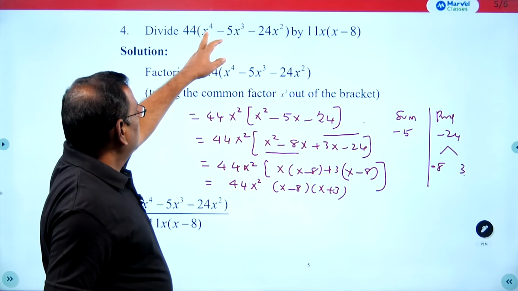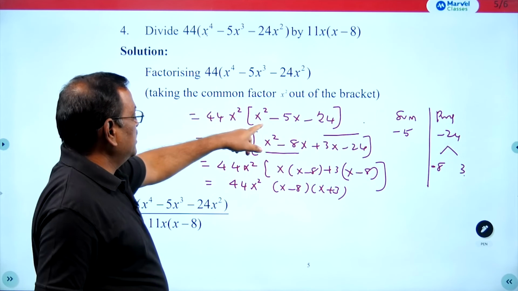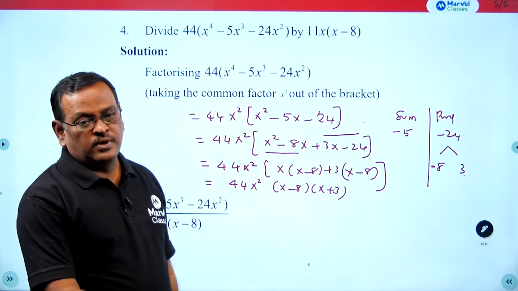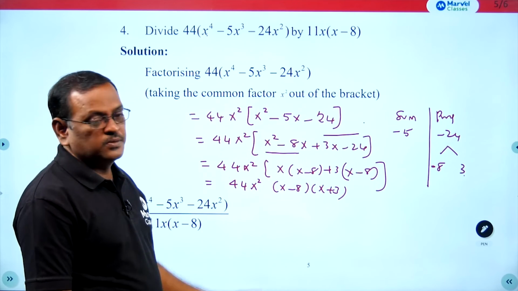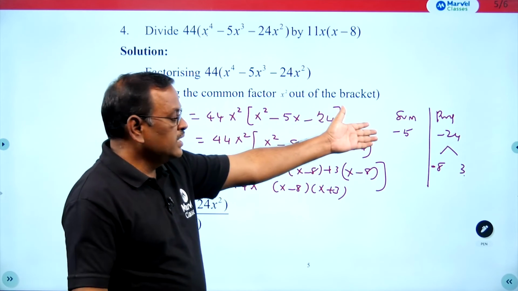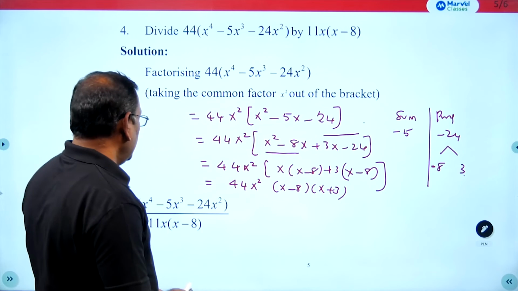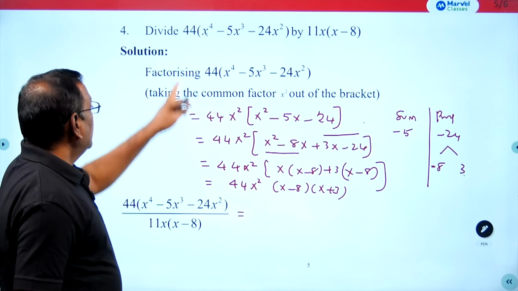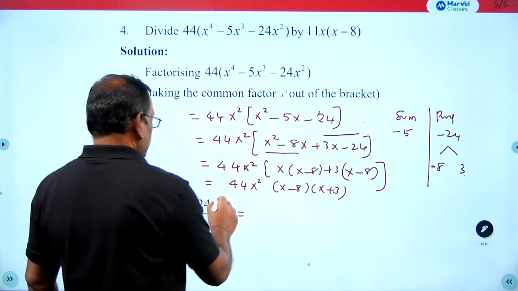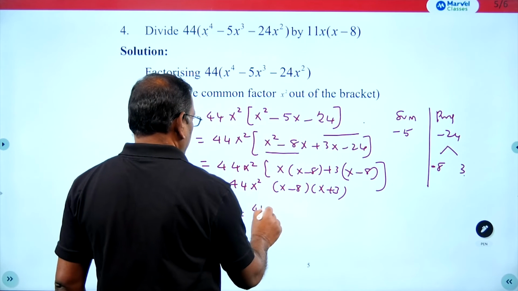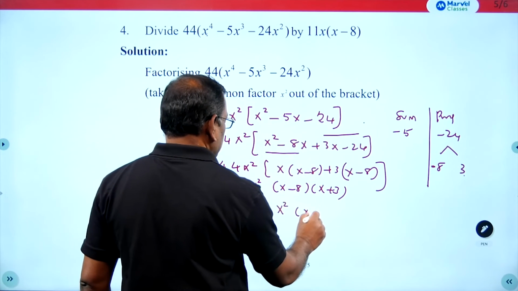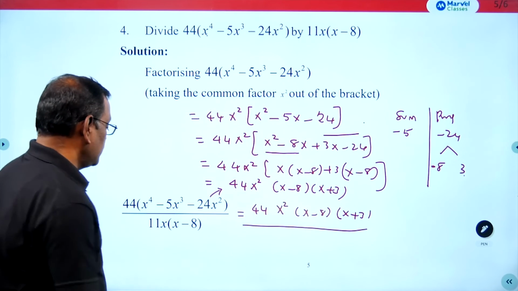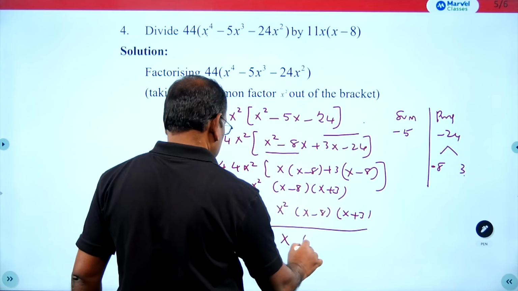Even though the degree is 4, we can take x square outside and it becomes a quadratic expression, but it is not possible to apply the identity, therefore apply the splitting the middle term concept. Now rewrite the question again. So this is the numerator, and the final form of the numerator equals 44x square into (x minus 8) into (x plus 3) by 11x minus 8.